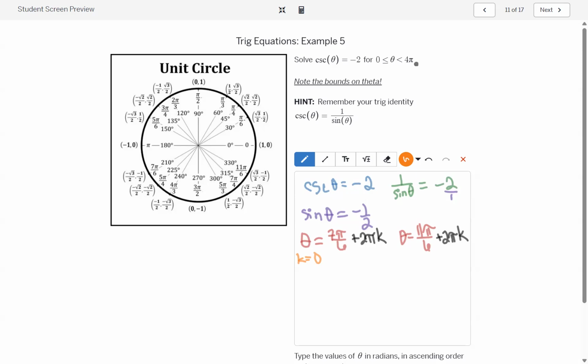And if I plug in 0 for k, I'm going to get 7 pi over 6 plus 0. So we just get 7 pi over 6. And we get 11 pi over 6.